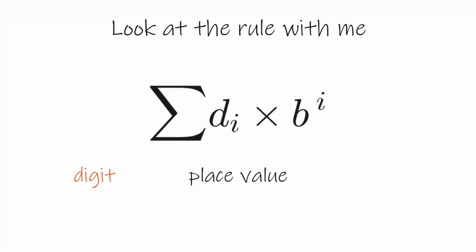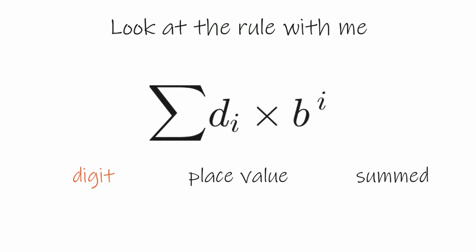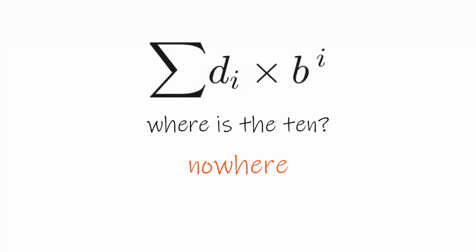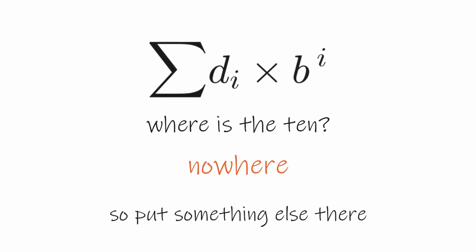Now look at the rule with me. Digit times place value, summed. Where does 10 appear as a requirement? Nowhere. So what if we put something else there?